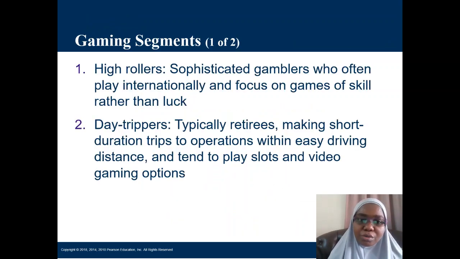Now we are moving on to gaming segments. What are the segments of gaming? First, we have the eye rollers. These are sophisticated gamblers who often play internationally and focus on games of skill rather than luck. So what they focus on mostly is their skill. So they are eye rollers, they are sophisticated gamblers.